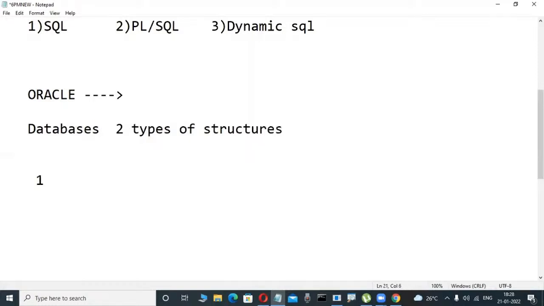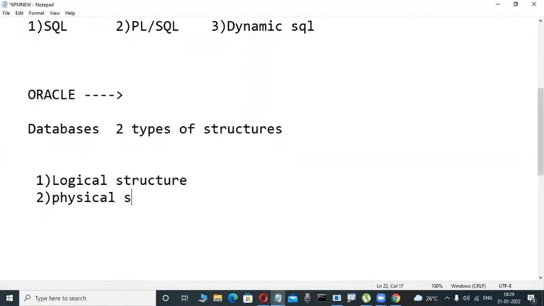Maybe anybody has an idea? Suppose you are taking Oracle, SQL Server, MySQL, DB2, any relational database software you are installing in your system, two types of structures are there. One is logical structure. Database means it is a place where we can store structure. Here one is logical structure. Another one is physical structure.